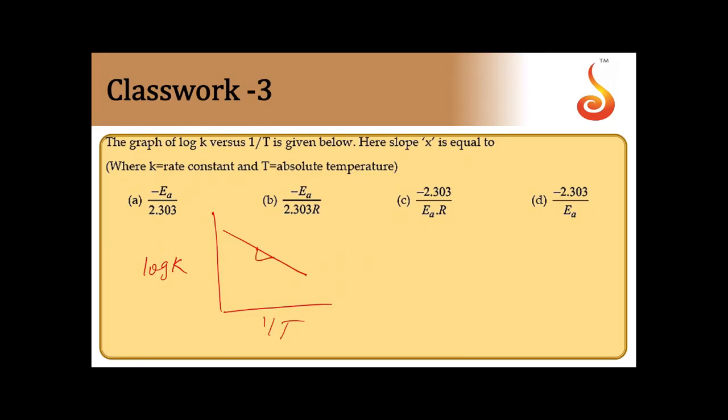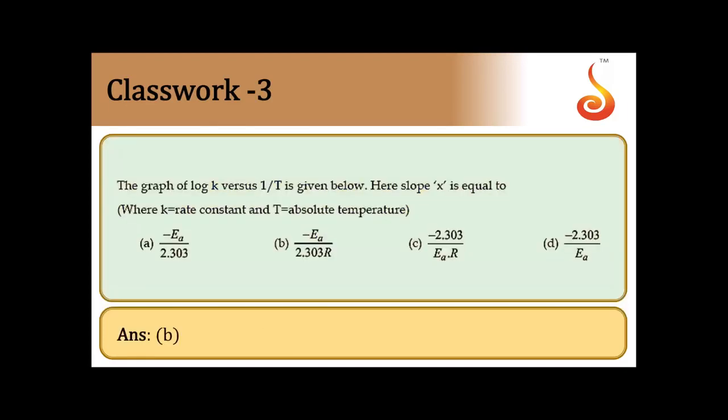So we have a negative slope, and the slope is equal to minus Ea by 2.303 R. This actually comes from the equation k equals A times e to the power of minus Ea by RT. So the Arrhenius equation is taken. Take the logarithmic form of the Arrhenius equation and plot the graph between log k and 1/T. Slope is equal to minus Ea by 2.303 R. So the answer is option B.